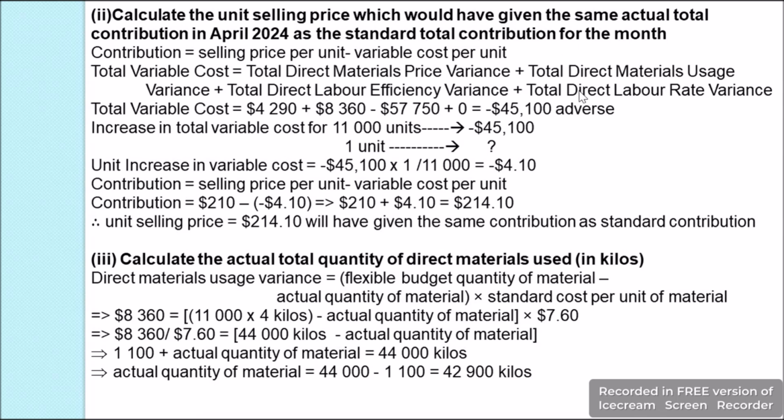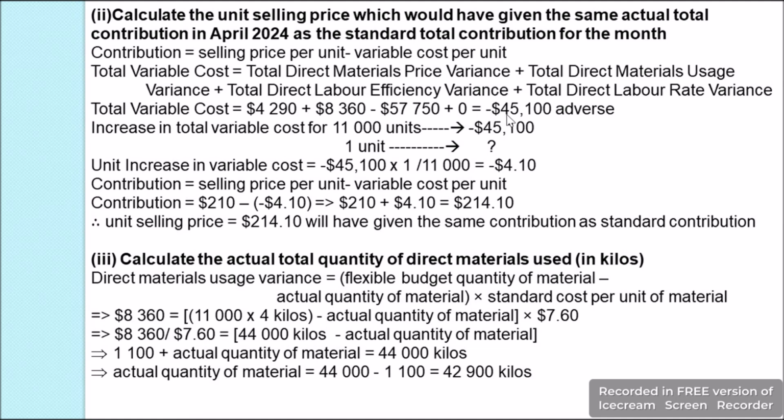And then we have the total material usage variance, which is $8,360. Again, this is favorable, that means this is the amount by which the total variable costs have been reduced. However, the total direct labor efficiency variance is negative $57,750, which is adverse. This means that the total variable costs have been increased by this amount, and the total direct labor rate variance is nil or zero.